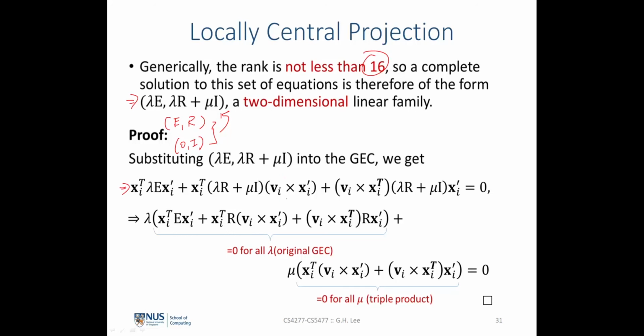We can see that this can be easily decomposed into the addition of two terms. The first term is exactly the original generalized epipolar geometry constraint, which is always equal to 0. And the second term, which is parameterized by mu, the second parameter that we defined earlier for the solution, would also always be equal to 0, since this is a result of a triple product. Hence, the addition of these two terms will always be equal to 0. That means that this particular solution that we have defined here has to fulfill the generalized epipolar constraint.